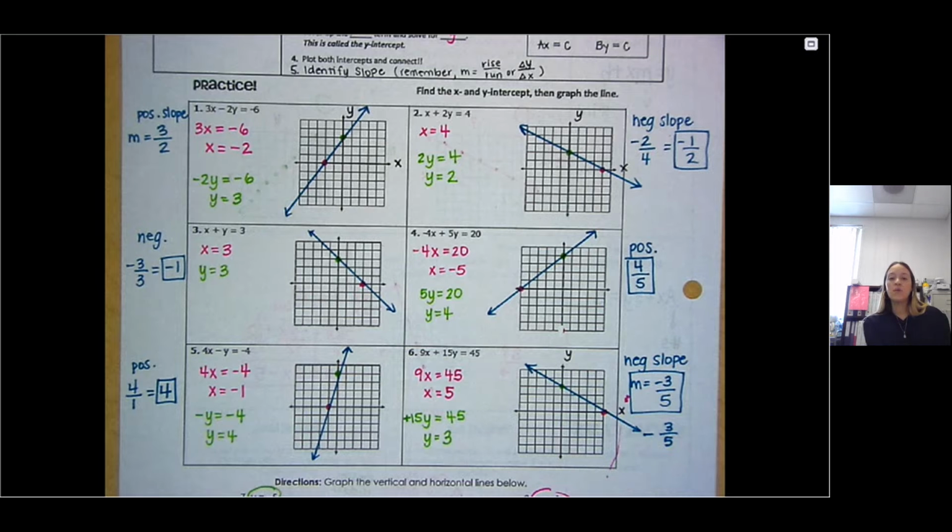For number 4, your x value was negative 5 and your y value was 4. It's a positive slope. You go up 4 over 5.